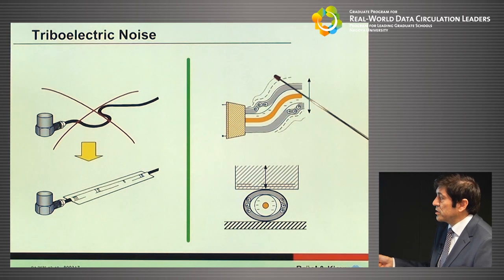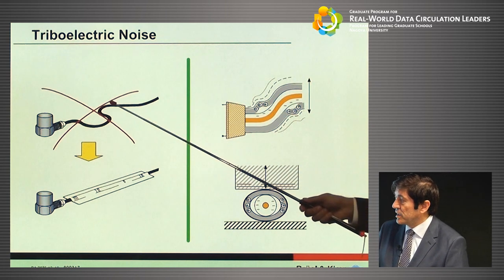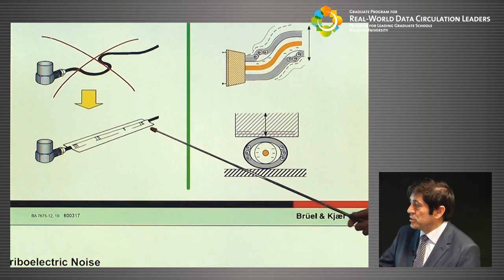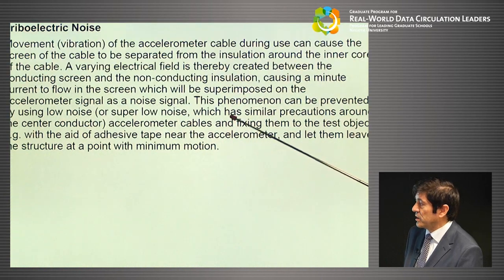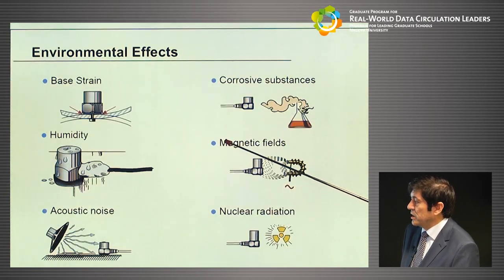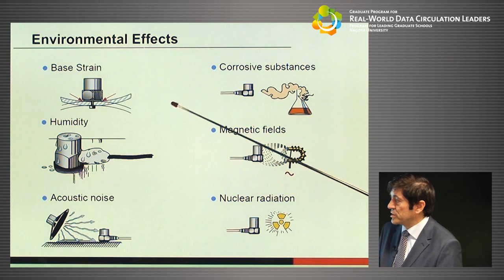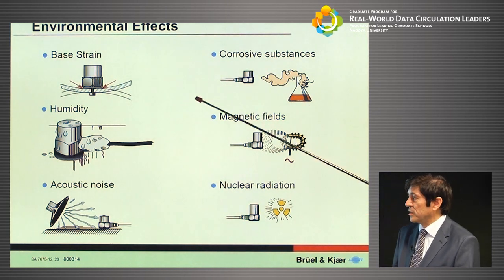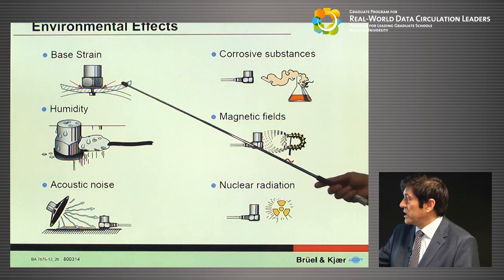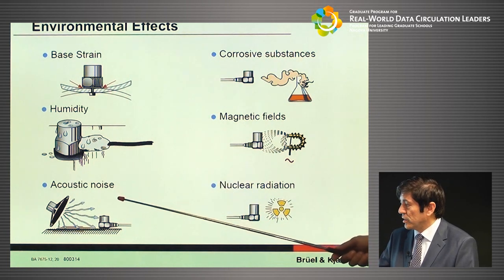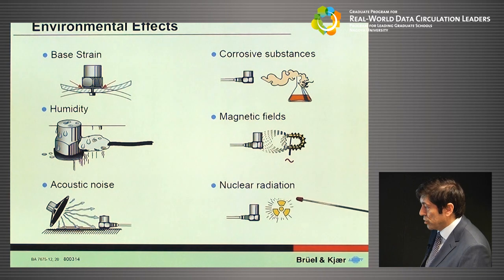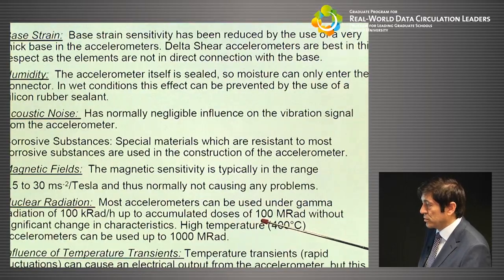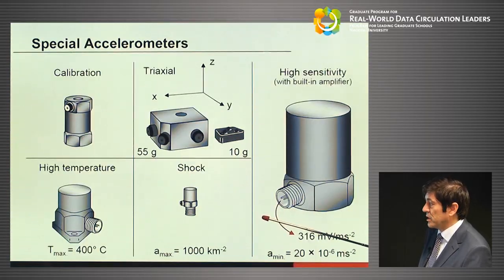Electric currents will generate noise in the cables, so we should use coaxial BNC cables to eliminate electrical noise, especially due to the AC current frequency. Base strain, corrosive substances or humidity, acoustic noise, magnetic field or radiation may affect all measurements. Also, we should be careful about it when taking measurements.